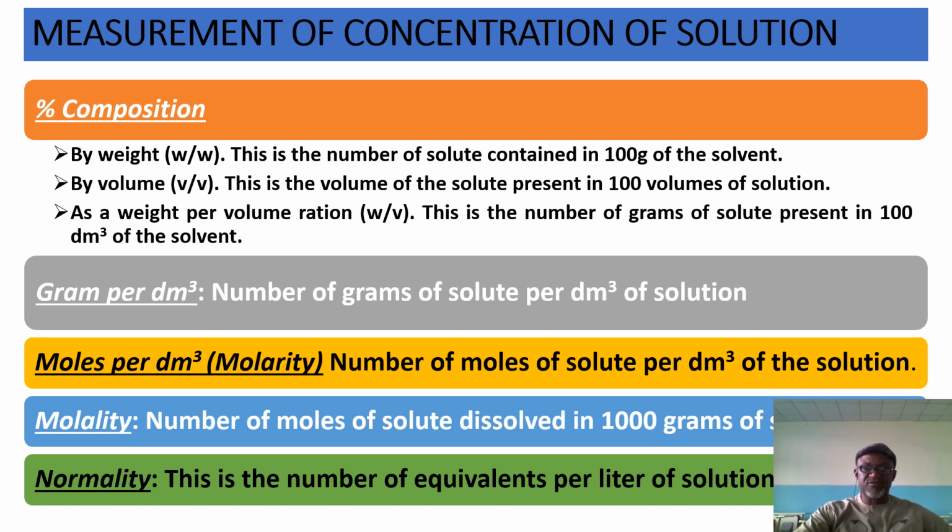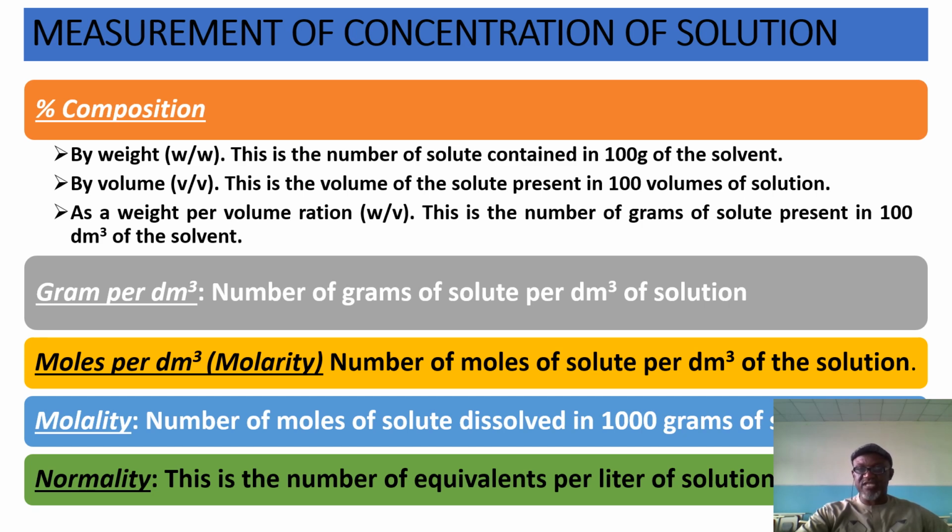In terms of solutions, one, we can use percentage composition. And in this percentage composition, we can use weight by weight. I will say this is the number of grams of solute contained in 100 grams of the solution. It can be volume per volume, and this is the volume of the solute present in 100 volumes of the solution.